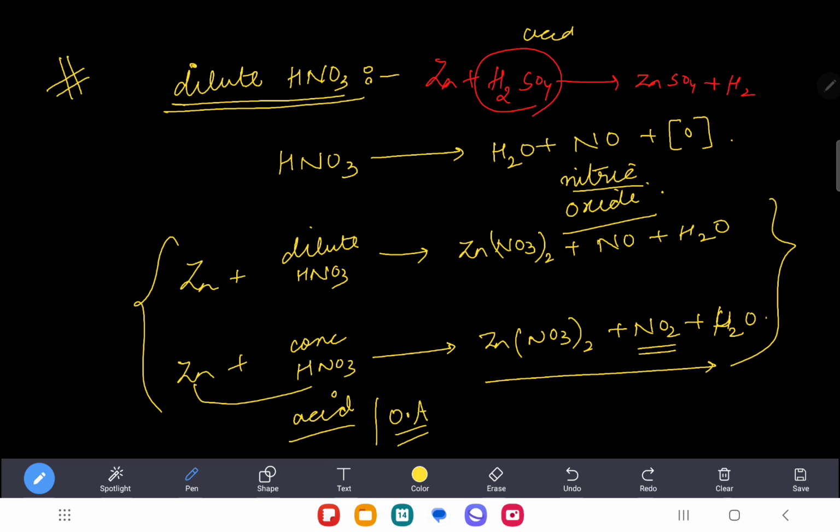So how do we know when it will act like an acid and an oxidizing agent? Whenever SO2 or NO2 is being produced along with whatever the other products, then it is an oxidizing agent as well. But if no SO2 is being produced, then definitely it is just an acid. So in this example, what is happening? NO2 is being produced, so HNO3 is acting as an oxidizing agent as well. But since the salt is also being formed, that means here it is acting as an acid as well. You understand?